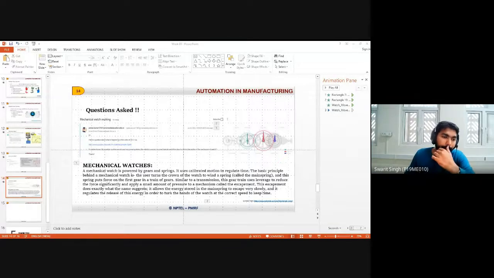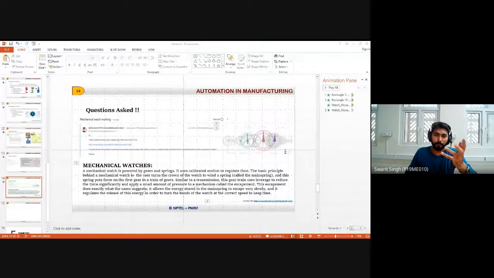The question was: I have a question about what is happening at 21 minutes 34 seconds in the video, and this mechanical watch working. So there is a doubt about how a mechanical watch works. Mechanical watches are the watches that existed in the era of the 90s, where people had to rotate the knob of the watch so that it keeps running. If the knob is not rotated for a longer period of time, after some time it stops working.